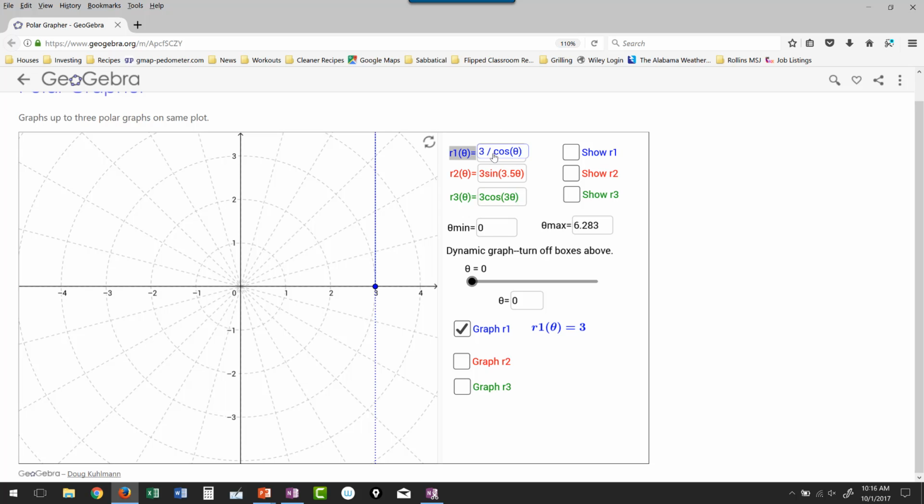What about a circle? So the claim was that if we had something like 3 times the cosine of theta, that's going to be a circle along the x-axis with center at about 1.5. So that's what we have here. And as we trace from theta equals 0 to 2 pi, notice that we go around twice for this one. We can back it up.